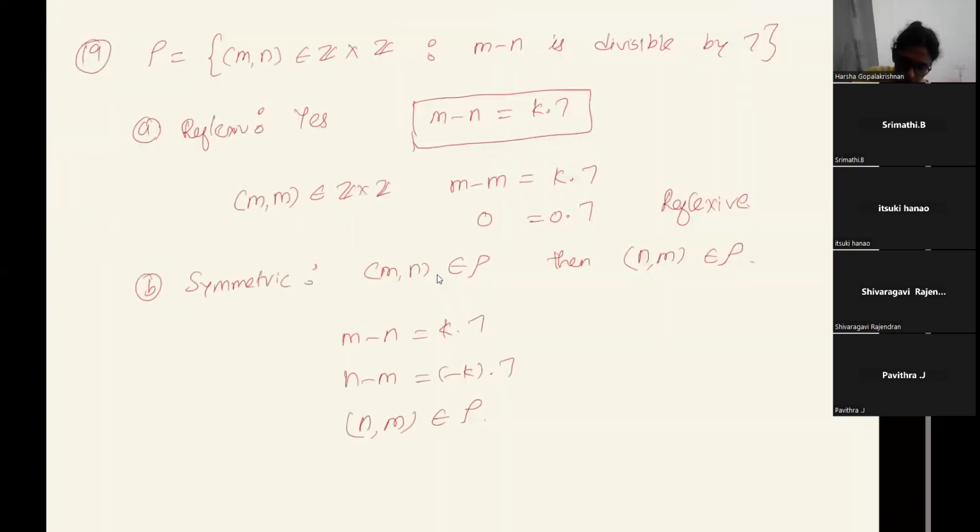Teacher, then it is symmetric, right? Because the answer is negative, and negative belongs to Z, right? The answer will be minus k into 7, and it belongs to Z. So it is symmetric, right? Yeah, it is symmetric, yes. Okay. Is there any doubt? No, ma'am. Okay.